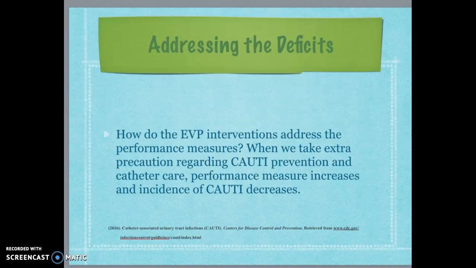Also, in addressing the deficits, evidence-based interventions address the performance measures when we take extra precaution regarding CAUTI prevention and catheter care, such as what we talked about on the previous slide: minimizing the urinary catheter use and duration, properly securing the indwelling catheters, and emptying that collection bag regularly. So whenever we do these interventions, the performance measure increases and the incidence of CAUTI decreases.